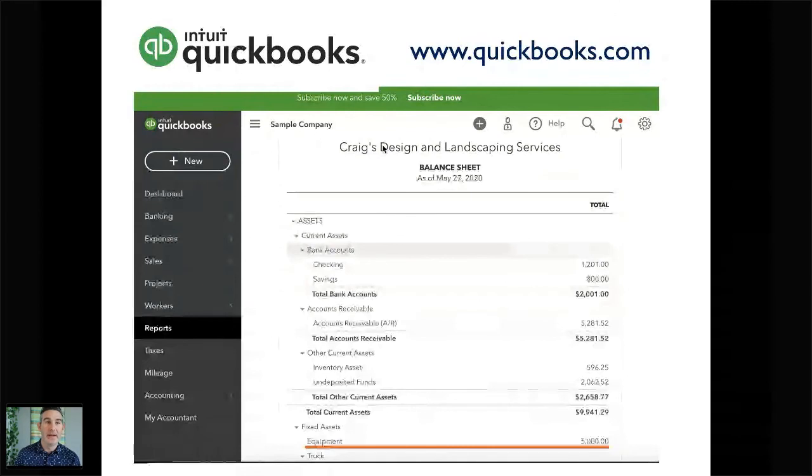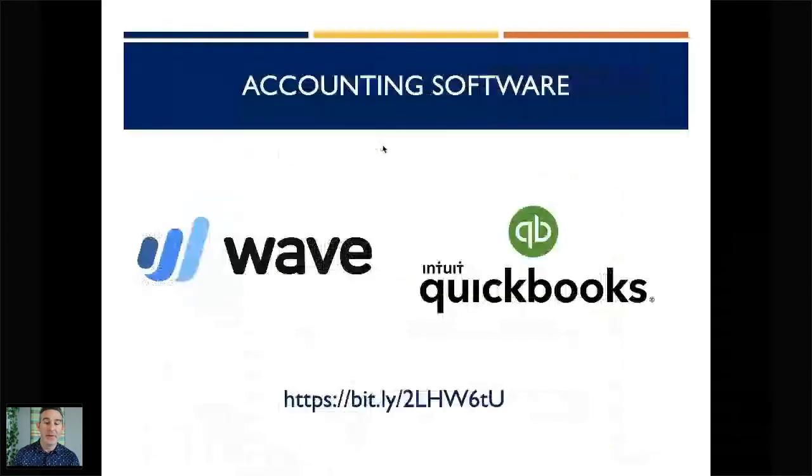So that is a little bit about Wave and QuickBooks. I think Caroline already shared this link with you. We just put together a quick resource guide on these two particular options. Again, we're not endorsing them. We have no relationship with them, but there are pros and cons to both. So we encourage you to shop around and think about what the best option for you is.